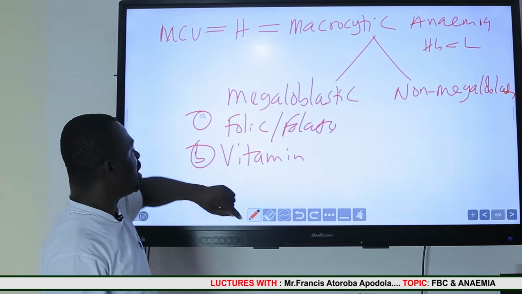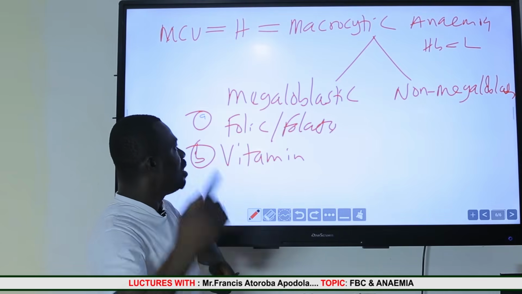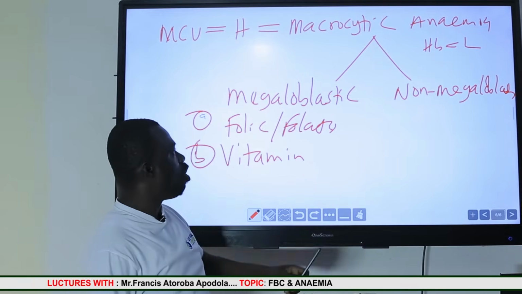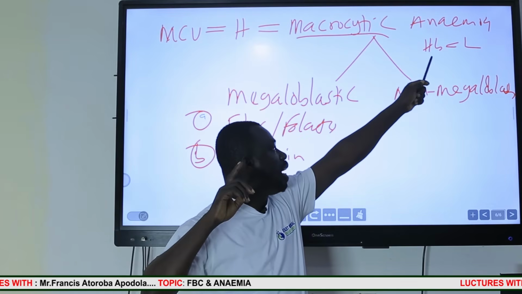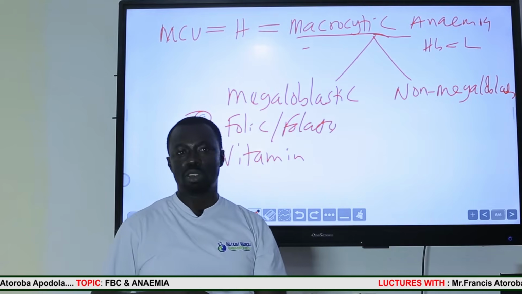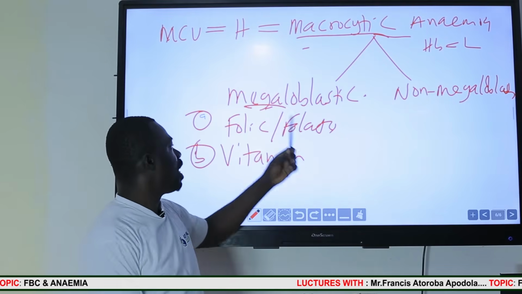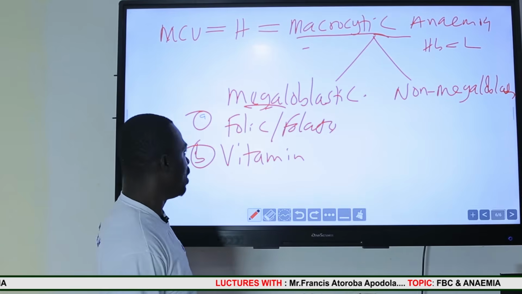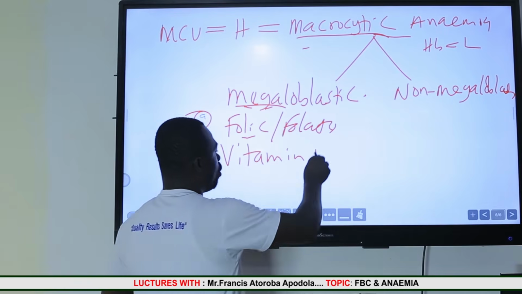So we are saying that once the MCV of the patient in the full blood count is high, then it means that the cells of the patient are larger than normal. Larger than normal RBCs are called macrocytic, and if there is an anemia, I mean the HB is low, then that becomes macrocytic anemia. There are two types of macrocytic anemia, namely megaloblastic anemia. Mega means bigger, so that the cell sizes are bigger than normal, and we also have non-megaloblastic anemia. And the common causes of megaloblastic anemia are folic acid and vitamin B12.